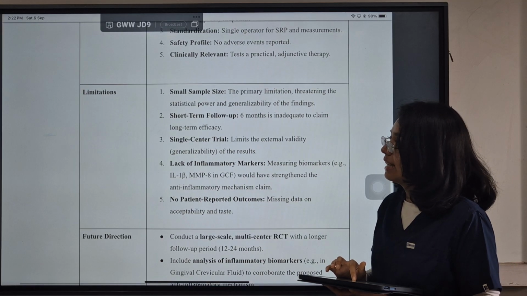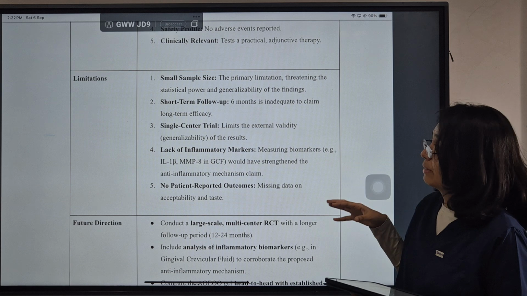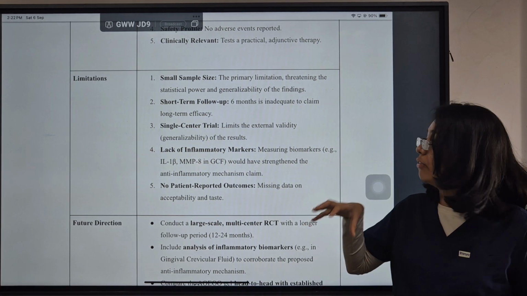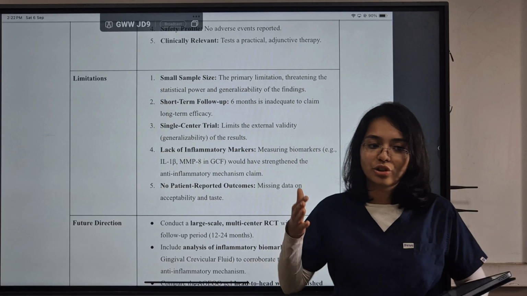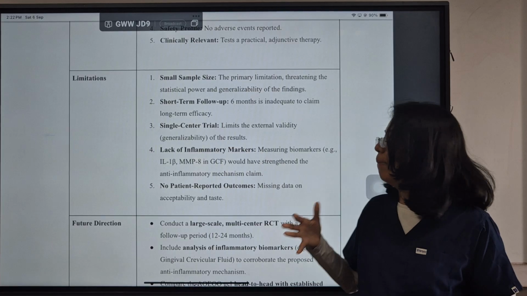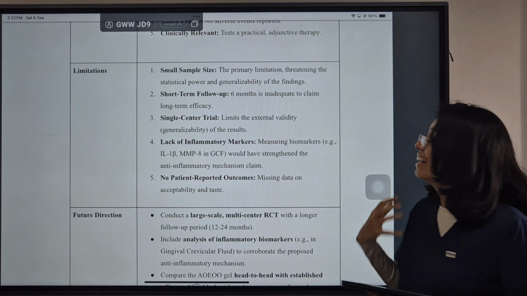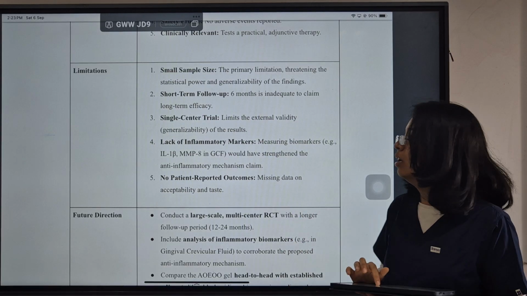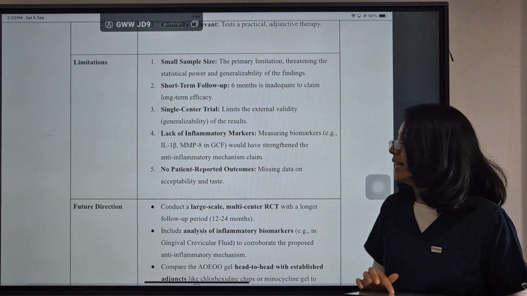The limitation is that it has a very small sample size. That was the primary limitation, threatening the statistical power and the generalizability of the findings. Plus it had a short-term follow-up of only 6 months, so it is inadequate to claim long-term efficacy from 6 months alone. And this is a single-center trial, so it limits the external validity again.